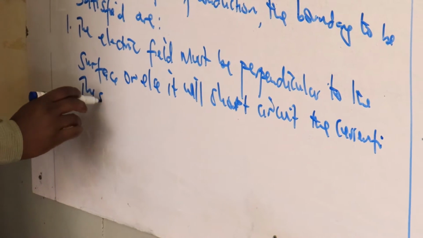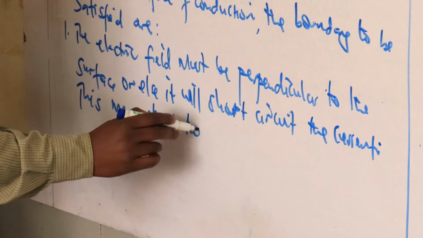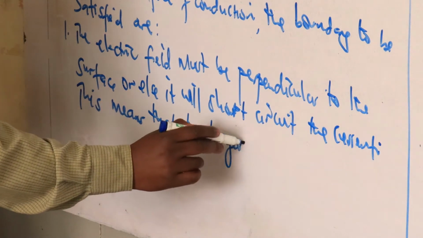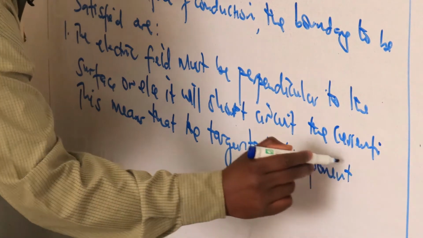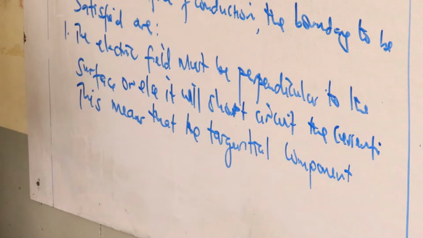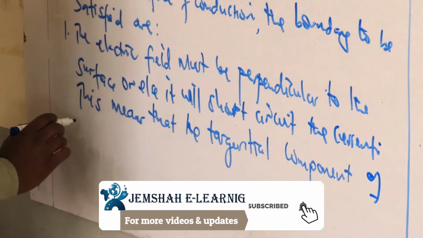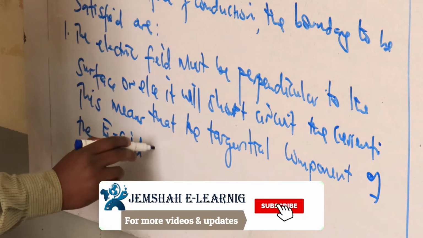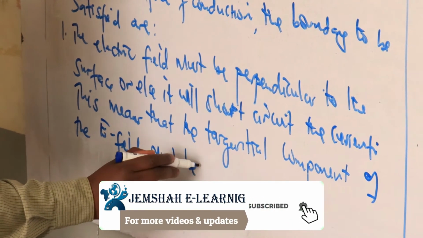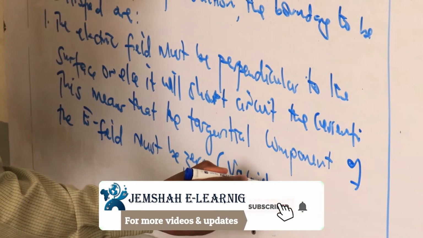This means that the tangential component of the E field must be 0, what is referred to as must vanish or disappear.